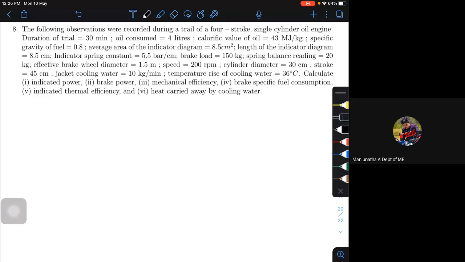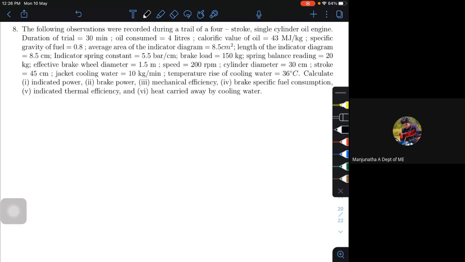The problem statement is something like this. The following observations were recorded during a trial of a 4-stroke single cylinder oil engine. The duration of the trial is 30 minutes. Oil consumed is 4 liters. All the things you have to convert to SI. The calorific value of the fuel is 43 megajoules per kg or 43,000 kilojoules per kg, whatever they want, they will be giving. Specific gravity of the fuel is 0.8.